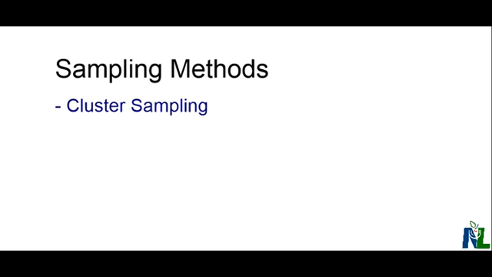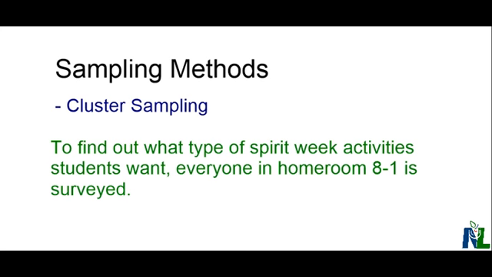In cluster sampling, the population is broken into groups, and one group has all of its members chosen for the sample. So, for example, if at a school we want to know what type of Spirit Week activities students want, the school is broken into homerooms, and every student in one of the homerooms is surveyed. So we have broken into groups, and one entire group is chosen.